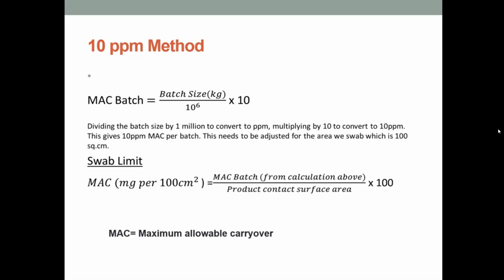This has to be adjusted then for the area that is swabbed, so it could be 100 square centimeters, for example, if that's your specified swab area. The swab limit then is calculated by using the MAC per 100 centimeters square, or whatever your adjusted amount is for your swab size. So you've got your MAC of your batch from your calculation above, divided by your product contact surface area, multiplied by 100, and that gives you your 10 ppm method.